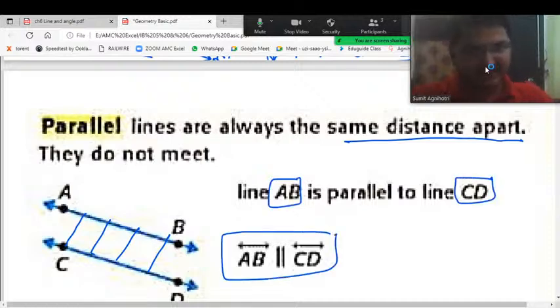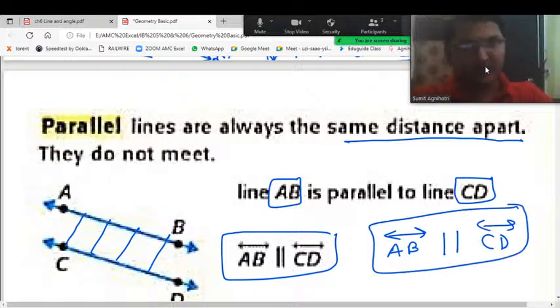Here we can say line AB and line CD are parallel, and we can represent this symbolically like this. This is line AB and this is line CD, and they are parallel. We represent that using this symbol. This is a symbolic way to represent that lines are parallel.